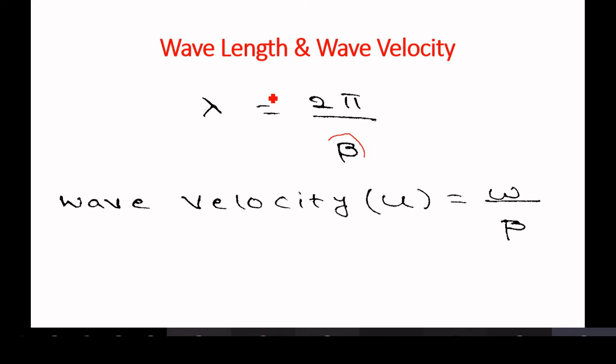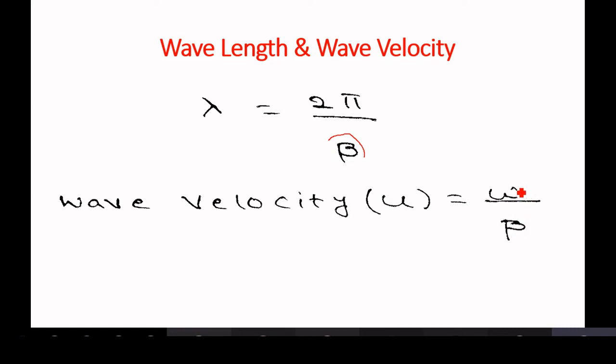And similarly, we will get the wave velocity if you take the ratio between omega and beta. We can denote it by u, it depends on the representation. So here we are representing the wave velocity with u. It is nothing but the ratio of omega by beta.